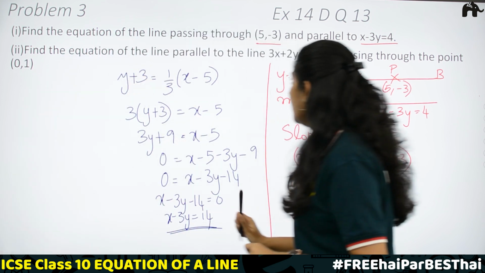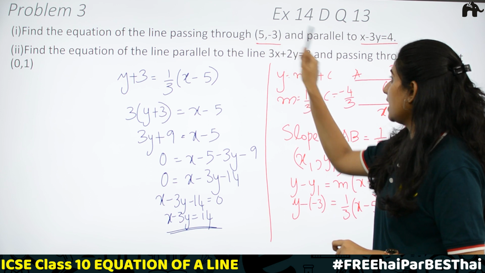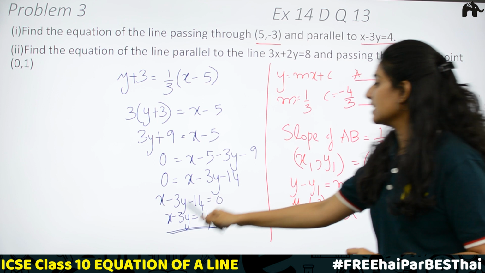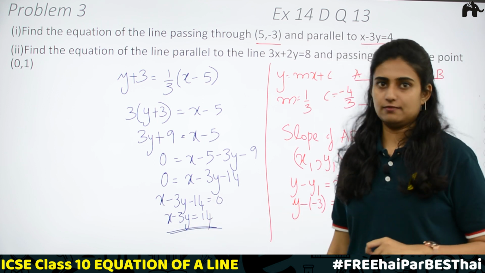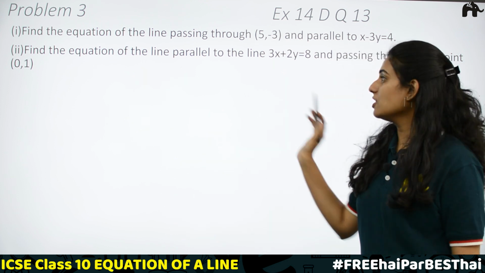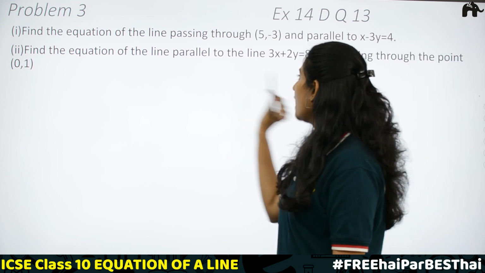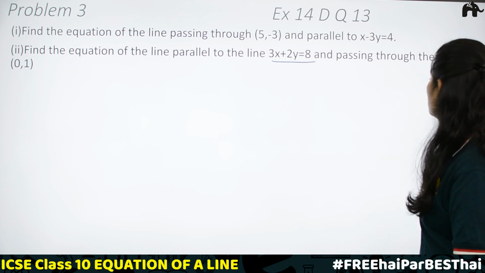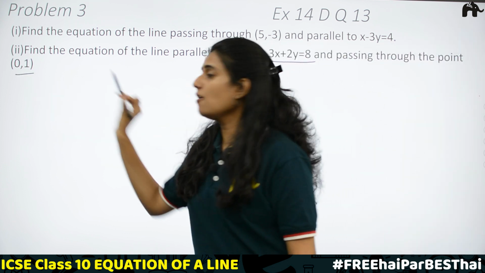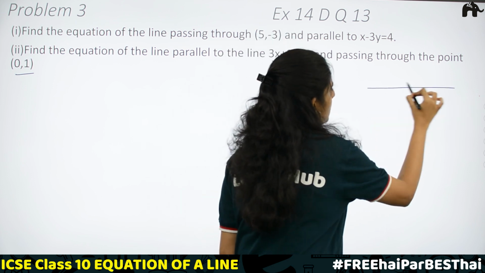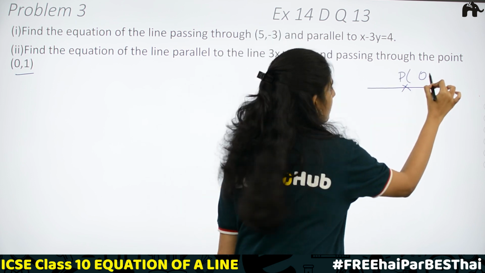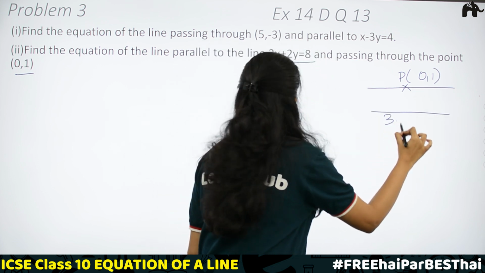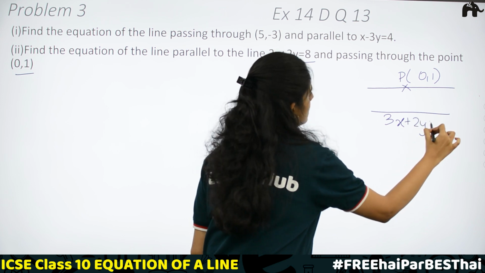Equation of the line which is passing through point 5, minus 3 and parallel to x minus 3y is equal to 4 is x minus 3y is equal to 14. Understood this? Second is also a similar question. Find the equation of the line parallel to the line 3x plus 2y is equal to 8 and passing through the point. Point is given, 0, 1. We have a line which passes through a point 0, 1 and is parallel to the line with equation 3x plus 2y is equal to 8.